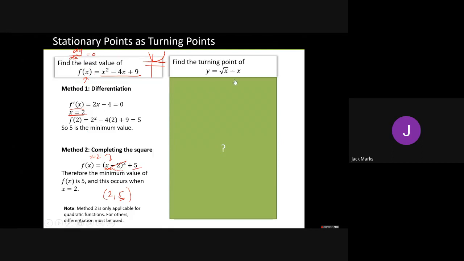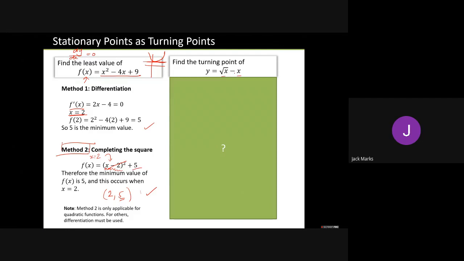Finding the turning point of this one here, you would struggle to complete the square, because what do we have? We have an x term and then we have an x to the power of a half. So although here both methods worked, and we've seen method 2 quite a lot in different areas, sometimes when you get given something a bit more complex, you'll need to use differentiation.